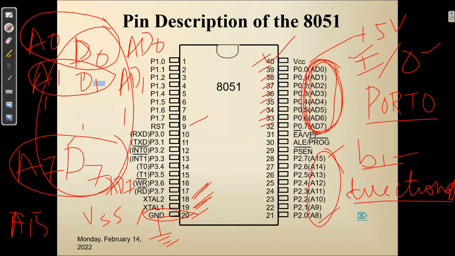तो मुझे सिर्फ इतना बताना था आपको कि port 0 has the dual function. Dual function is what? It carries the address as well as the data bus. Now my question is, if it carries the data bus, does this port work as an input port or output port or both?